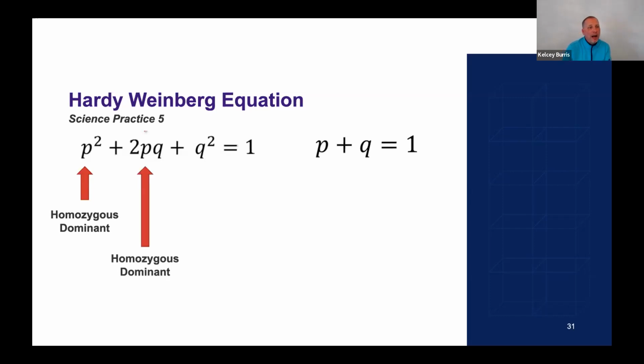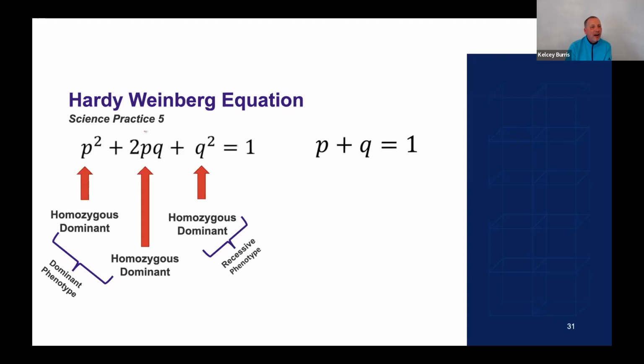That should say heterozygous, okay? And then the key with this one, though, is to remember that both of these, p squared plus 2pq, contain the dominant phenotype, okay? And then you have q squared, which should not be homozygous dominant, that is homozygous recessive. So that's a typo there.